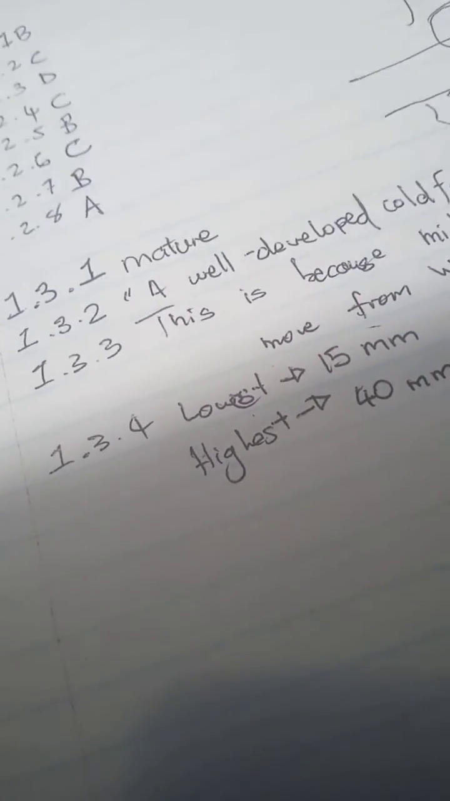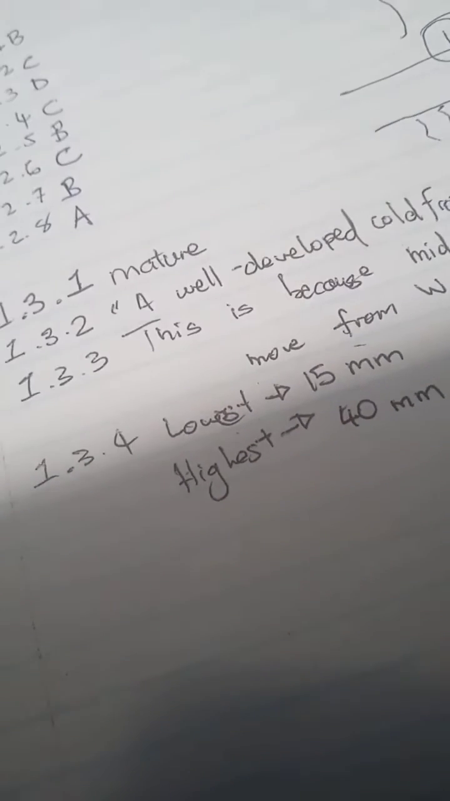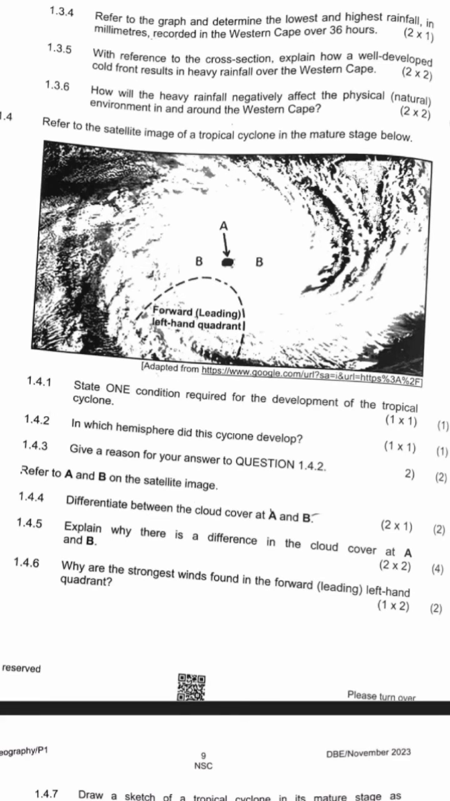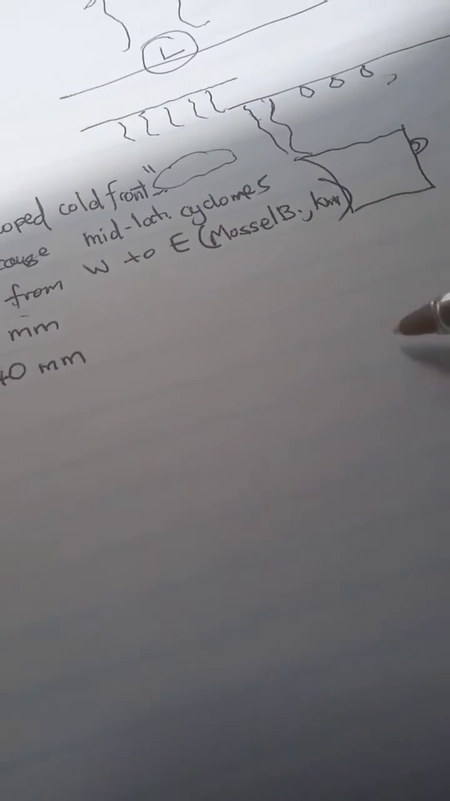Okay, so let's then move on to another question. With reference to the cross-section, explain how a well-developed cold front results in heavy rainfall over the Western Cape. Okay, how a well-developed cold front results in heavy rainfall. All right, so now you have a cold front.